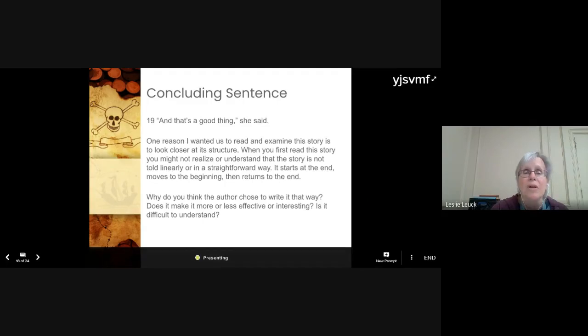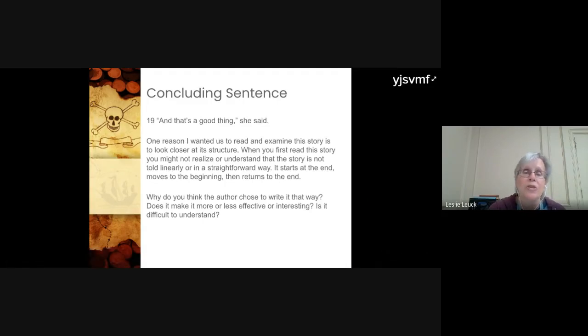All right, so one reason I wanted us to read and examine the story is to look closer at its structure. When you first read this story, you might not realize that the story is not told linearly or in a straightforward way. It starts at the end, moves to the beginning, and then returns to the end. So it has what we call a non-linear structure, although I did not type that word in.